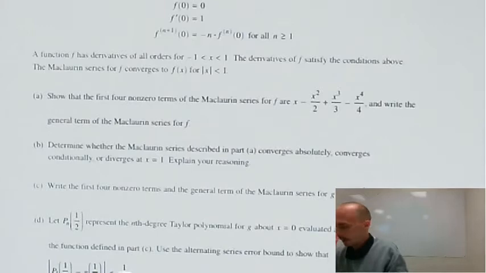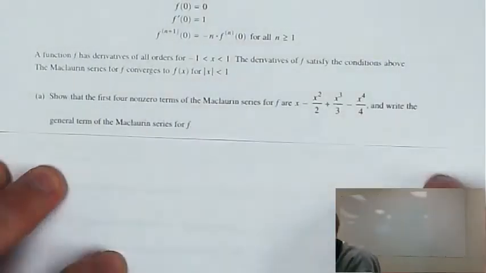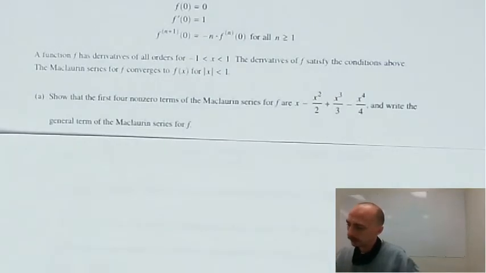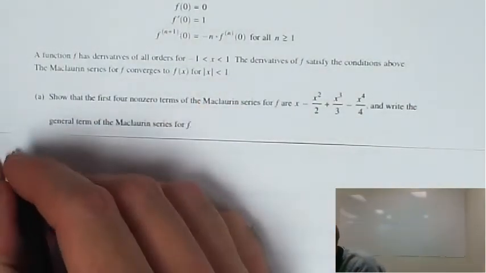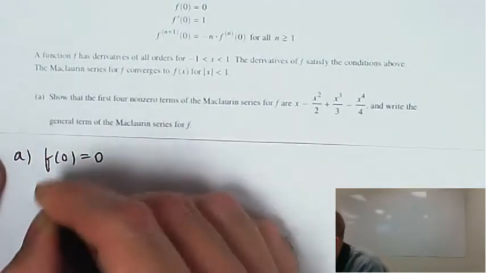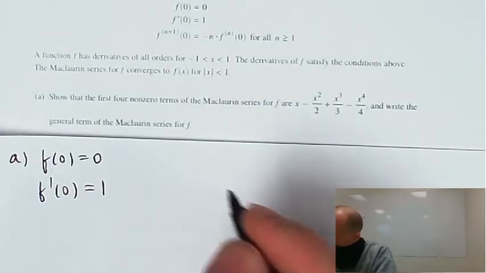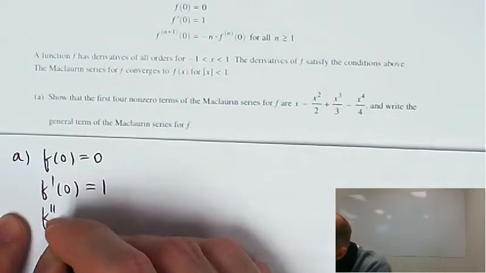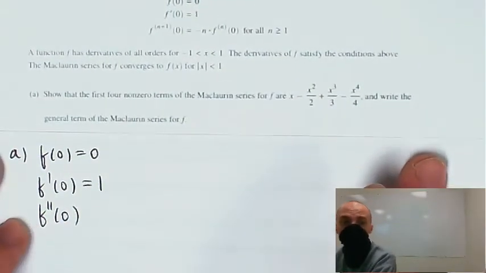So it is known that f of 0 is 0, f prime of 0 is 1, and the next derivative is negative n times the previous derivative. Okay, so we'll see how that goes here in a second. What I'm going to do is copy this, and then start working to find the value of f double prime of 0, and keep going and try to get a bunch of derivatives.